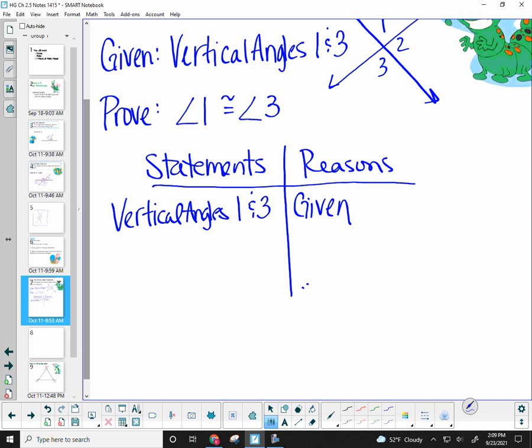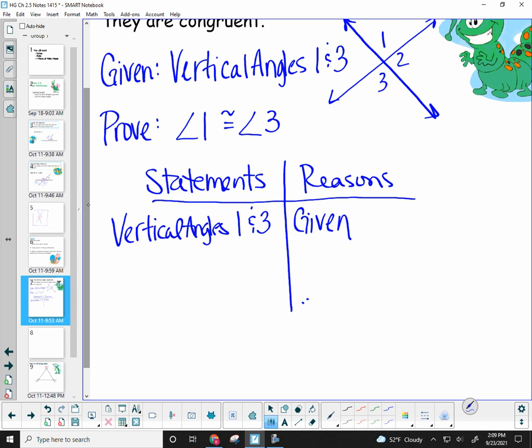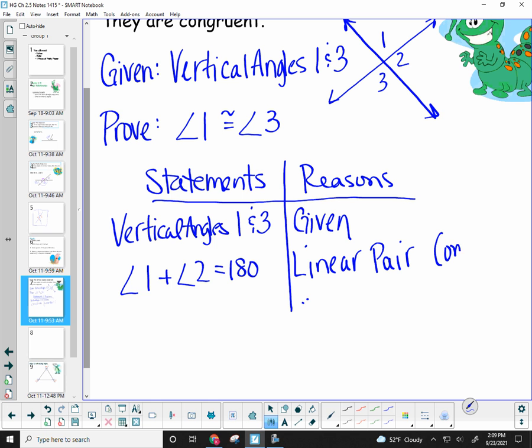So now let's think about our geometric tools. The only geometric tool we have right now are linear pairs. So do we have any linear pairs in this figure up here? Yep, give me one. 1 and 2. So I know that angle 1 plus angle 2 has to equal 180 degrees because of the linear pair conjecture. Right, that linear pair conjecture said that if two angles are a linear pair, then their sum is 180 degrees.